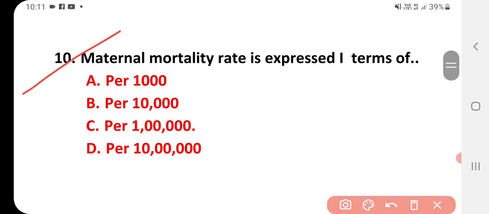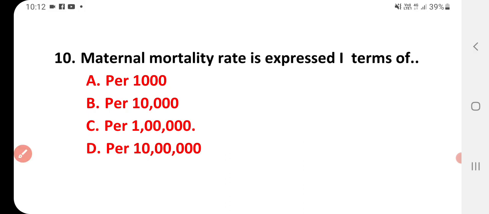Next, 10th, maternal mortality rate is expressed in terms of per 1000, per 10,000, per 1 lakh, per 10 lakh. So the right answer is that maternal mortality rate is expressed in terms of per 1 lakh. Option C.